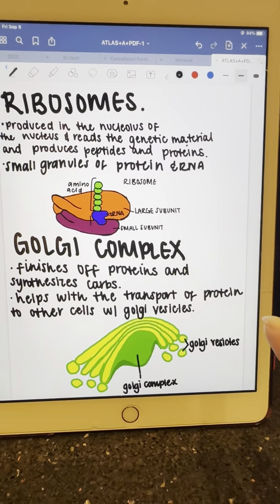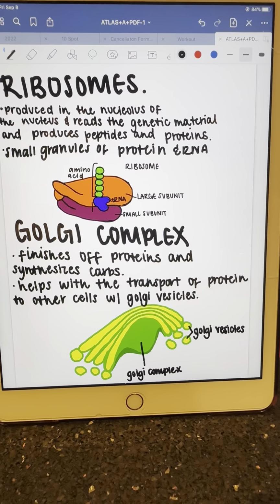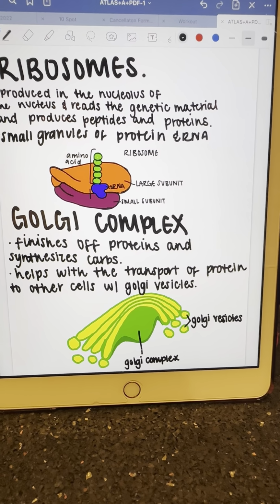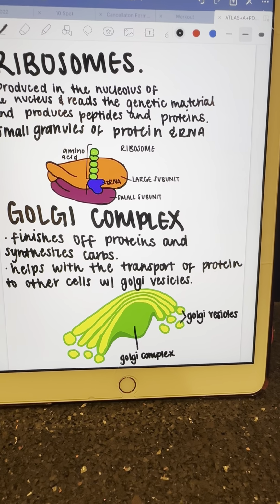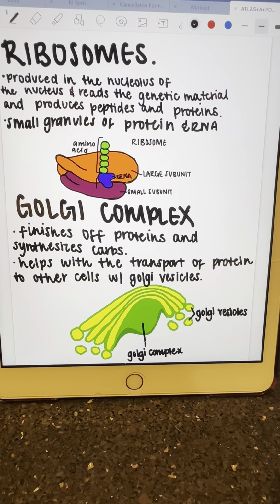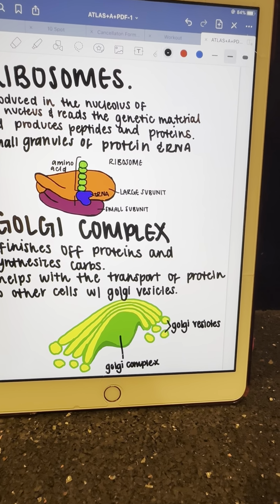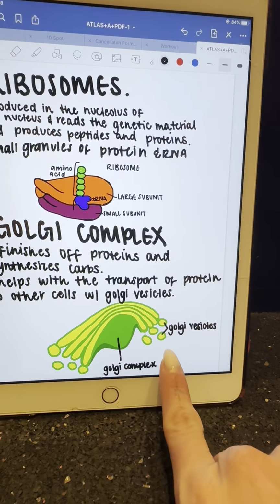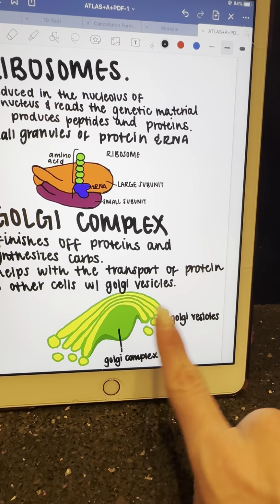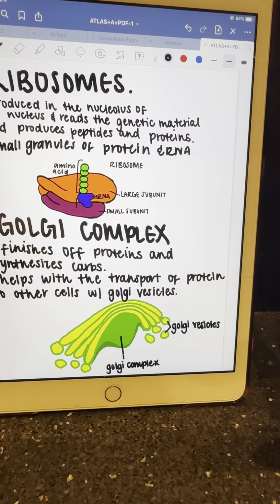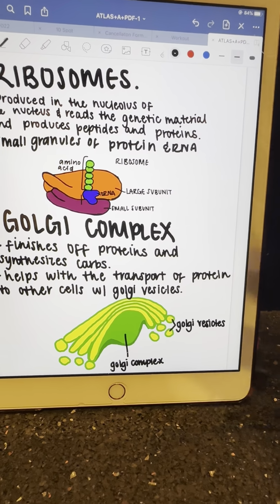Another organelle that we're going to focus on in this unit is the Golgi complex, which finishes off protein synthesis and carbs. And it helps with the transport of proteins to other cells by packaging them up into these Golgi vesicles and then secreting them throughout the cytoplasm, where the other organelles are able to use them.